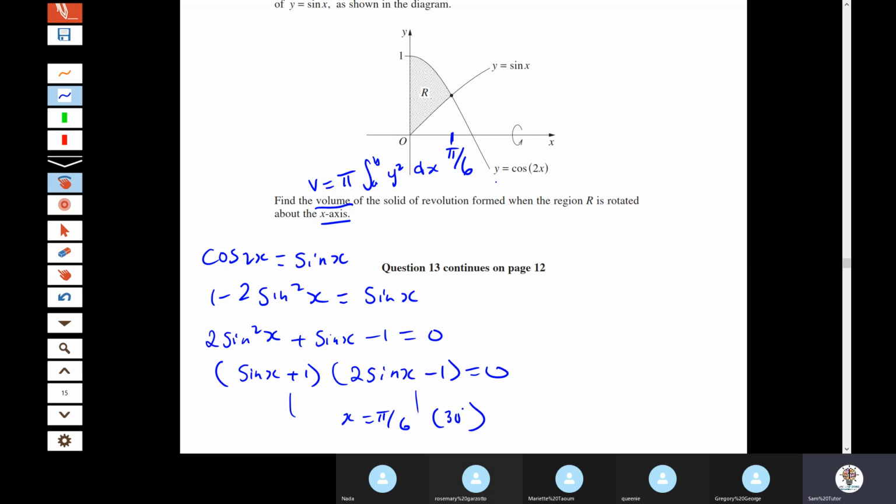All good? Now what we need to do is obviously the y squared bit. So v equals pi from where to where? What's your y squared? Okay. Cos 2x, good point. Cos 2x minus sine x all squared. Or do you want to like? No, because it's rotated about the x-axis. Okay, let's talk about that.